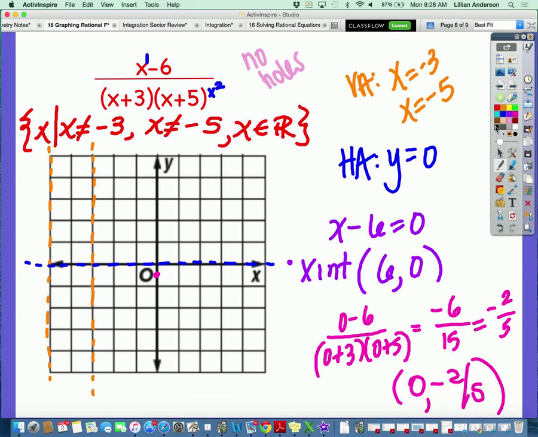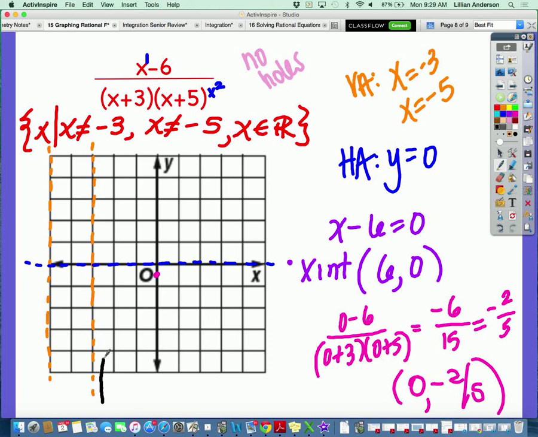Alright, so picking up where we left off in class, we have found all this information relating to our rational functions. We had 2 vertical asymptotes, a horizontal asymptote, an x-intercept at (6, 0), which actually is on your horizontal asymptote. We had a y-intercept of (0, -2/5).